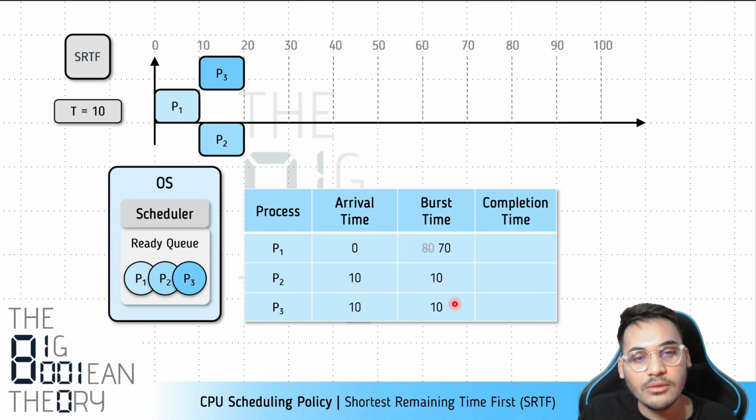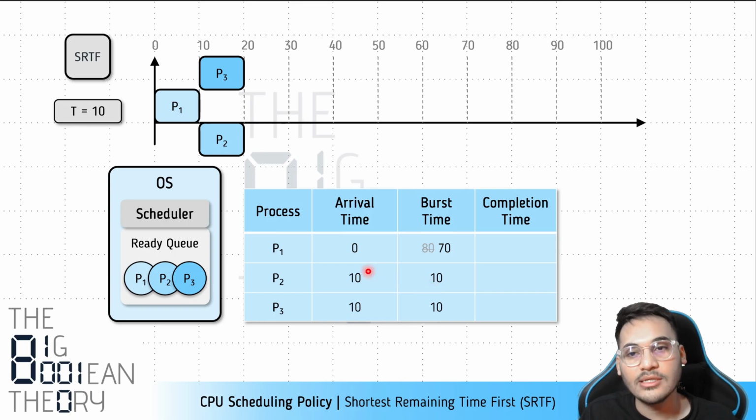So now which one will get picked? As we said, the shortest remaining time will be prioritized. Here, the shortest remaining time is 10 milliseconds. Both P2 and P3 have shorter remaining burst times than P1. So P1 will not be executed further. It will be preempted.